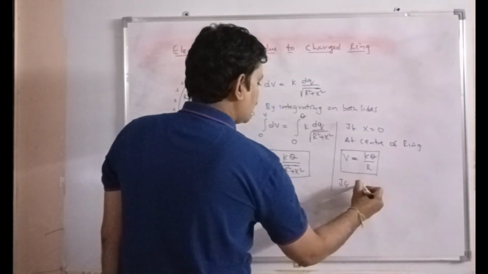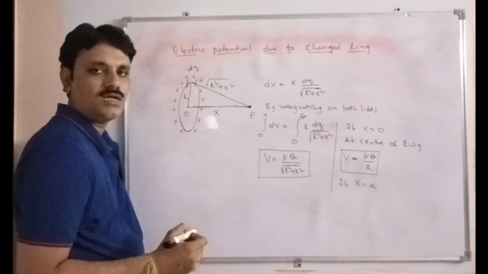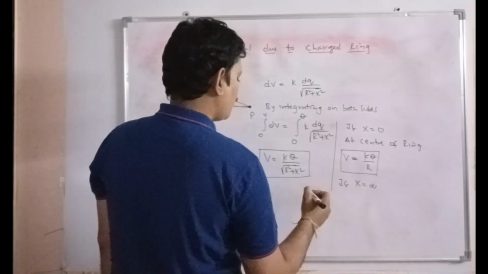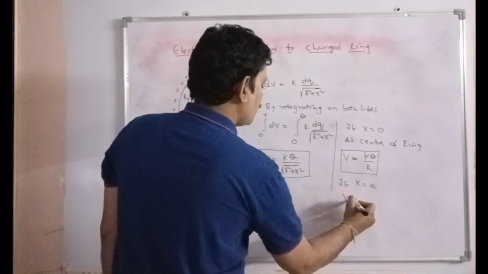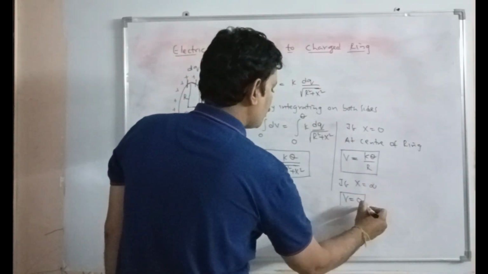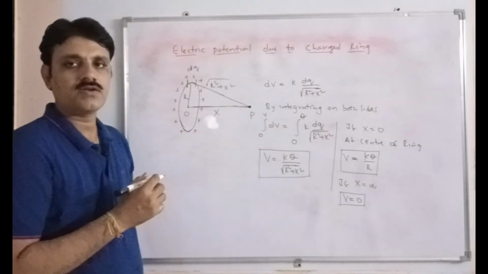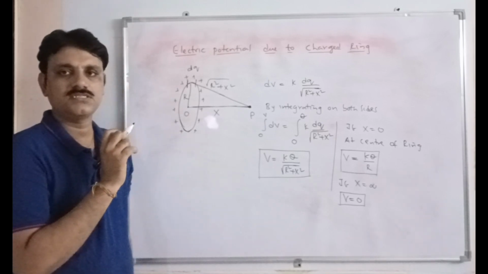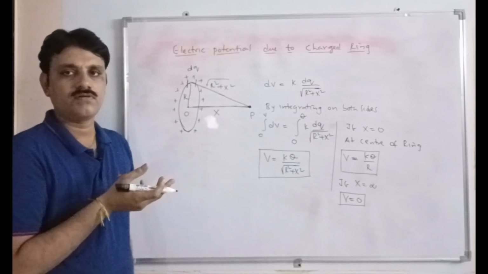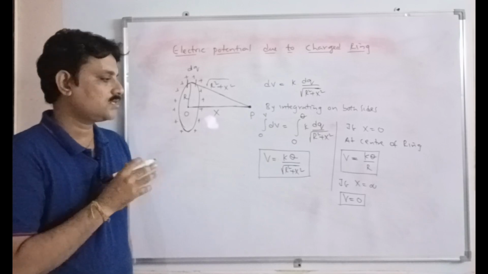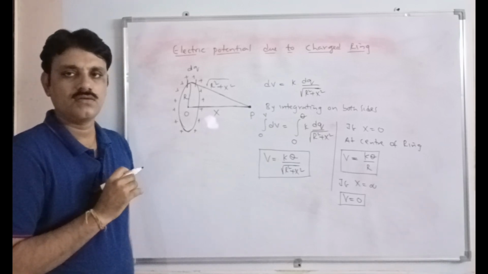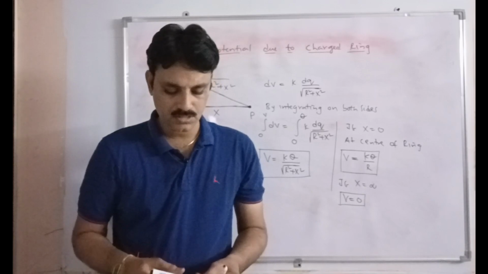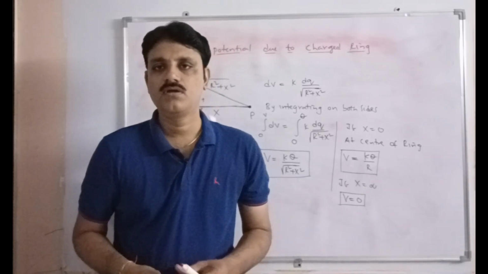If x is equal to infinity, the potential at infinite distance from the center of the ring, in that case what happens? If x is infinite, then V is equal to 0. So the potential with respect to the charged ring at infinite distance is equal to 0, because the effect of the charge at infinite distance is nothing, so the potential is equal to 0. Okay, and this is about the topic. Today we learn about the electric field and potential with respect to a charged ring.